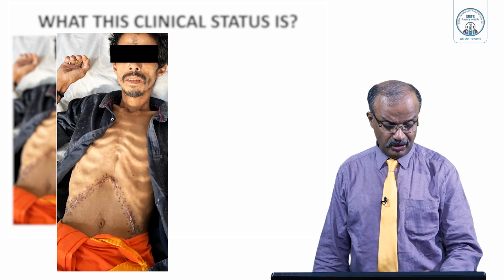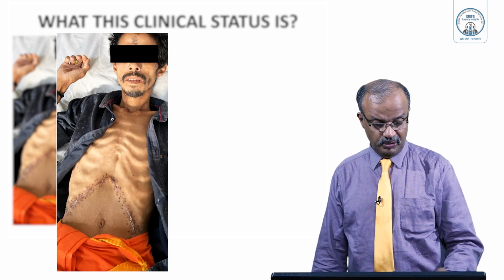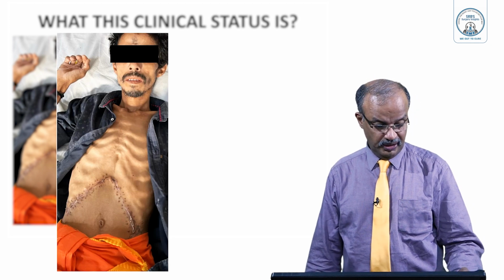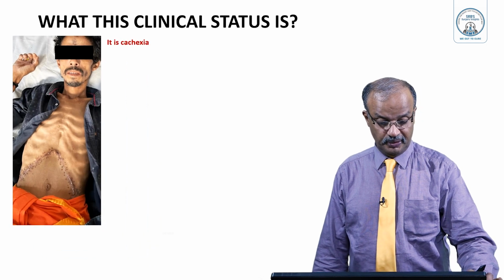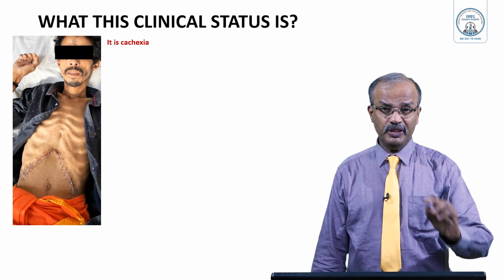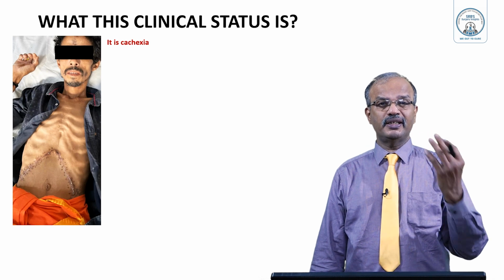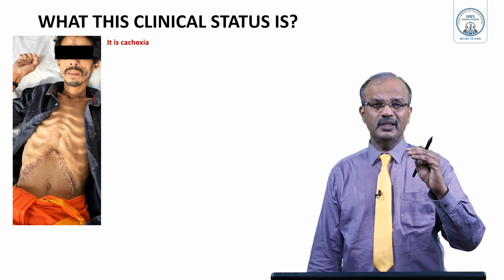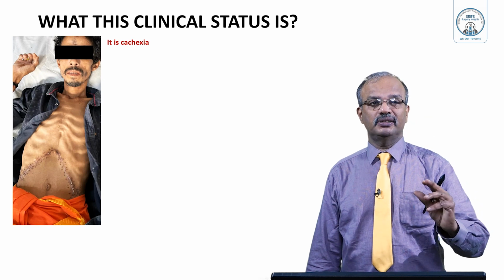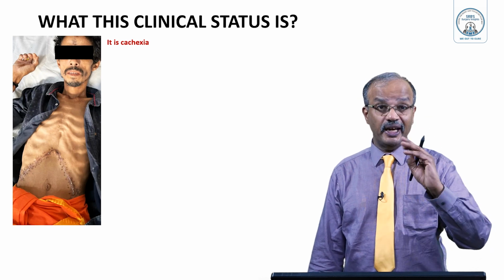I'm not bothered about whether he has undergone major surgery, all those things, the post-operative period. So what is this status called? You have to know, you have to tell. So this is cachexia. If it is due to malignancy, it is called malignant cachexia. But the terminology cachexia denotes that it is really catabolic, nutritionally deprived, skeletonized.